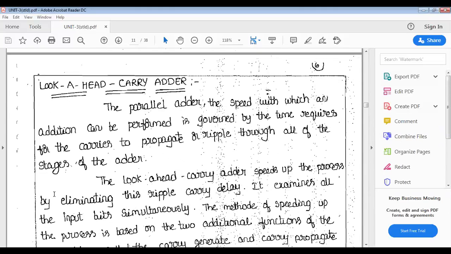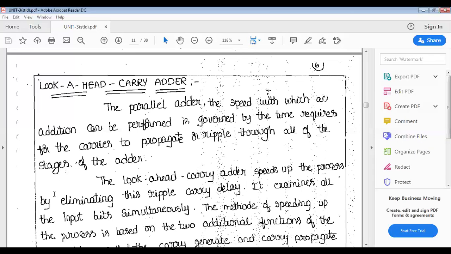Now let us go to another topic, the look ahead carry generator, which is also called a fast adder. In the 4-bit parallel adder and subtractor, you can see that in each stage every full adder is waiting for the carry of the previous full adder output. The third full adder is waiting for the second full adder carry, and the fourth full adder is waiting for the third full adder carry.